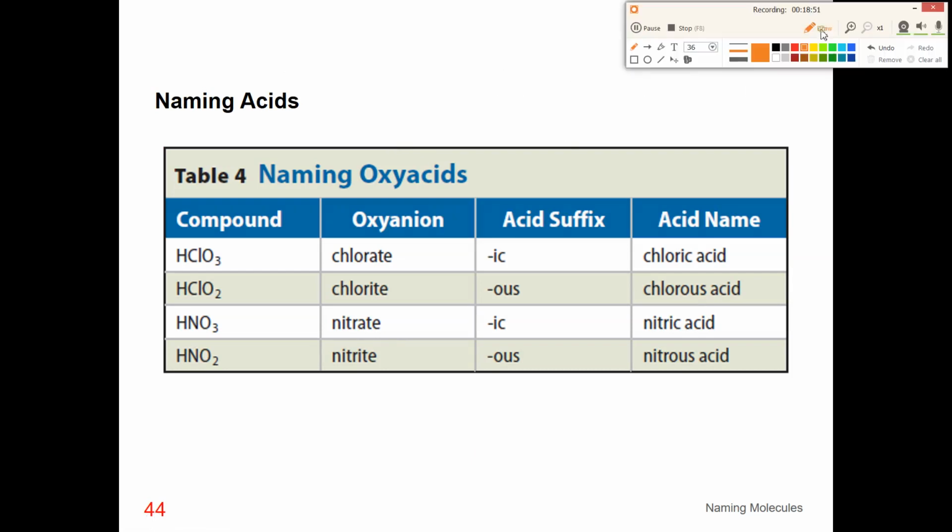Right, here are some examples. This one has 3 oxygen, which is the basic formula. The basic name has the ATE ending, and you change it to chloric acid. If you have one less oxygen, minus 1 oxygen, change the ending to ITE, chlorous acid. The same goes for nitrate: ATE becomes IC acid. If it is minus 1 oxygen, change the ending to ITE, nitrous acid.